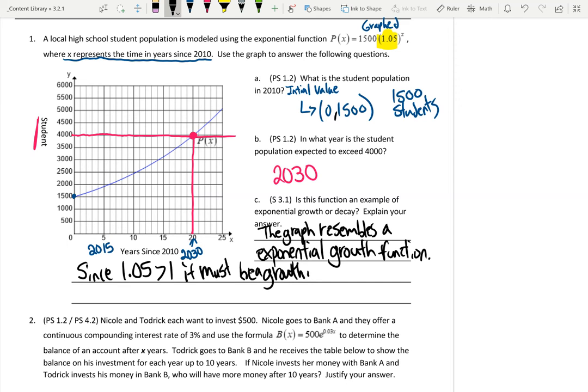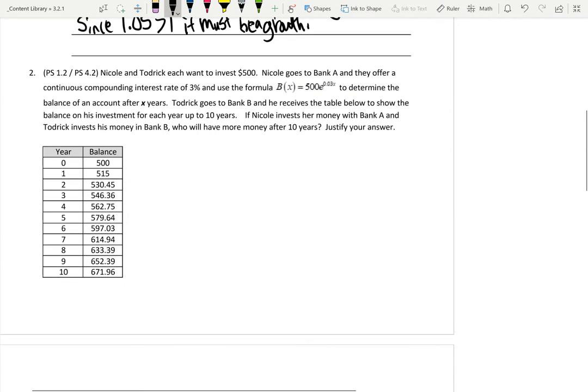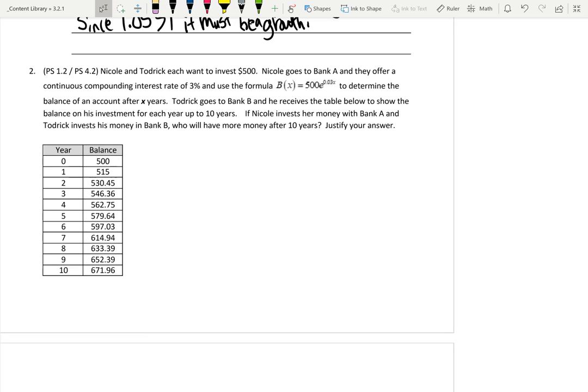All right, let's go ahead and jump down to the second part. So basically this problem, Nicole and Tadic are both investing $500 and they're going to go to different banks. And basically you're going to have to determine who has more money after 10 years. That's just a quick summary of this problem. You might have to read it a couple of times. So Bank A and Bank B, and we need to figure out who gets the better bang for their buck.